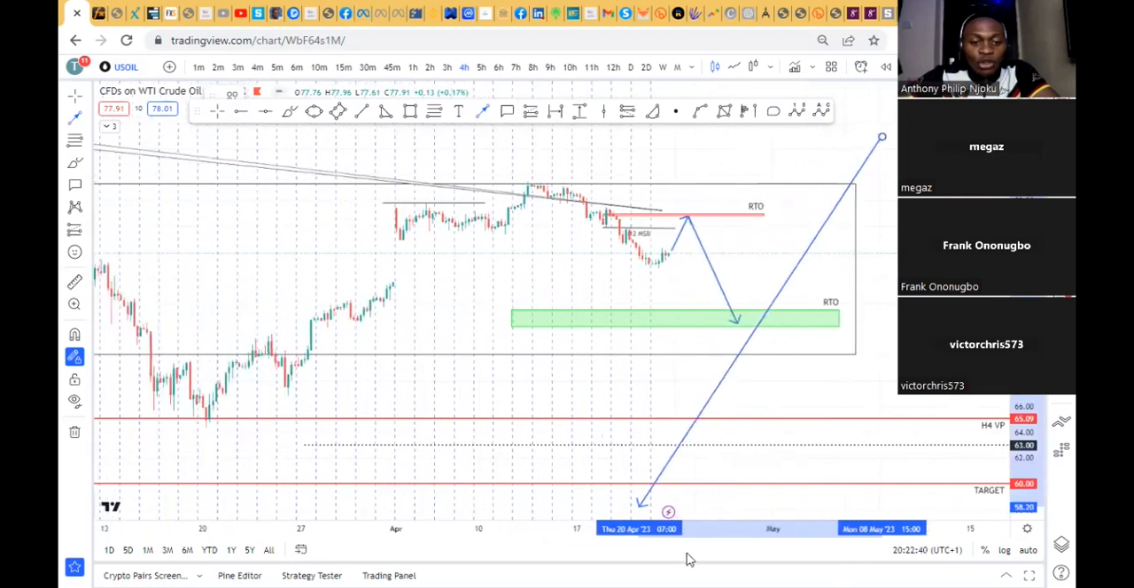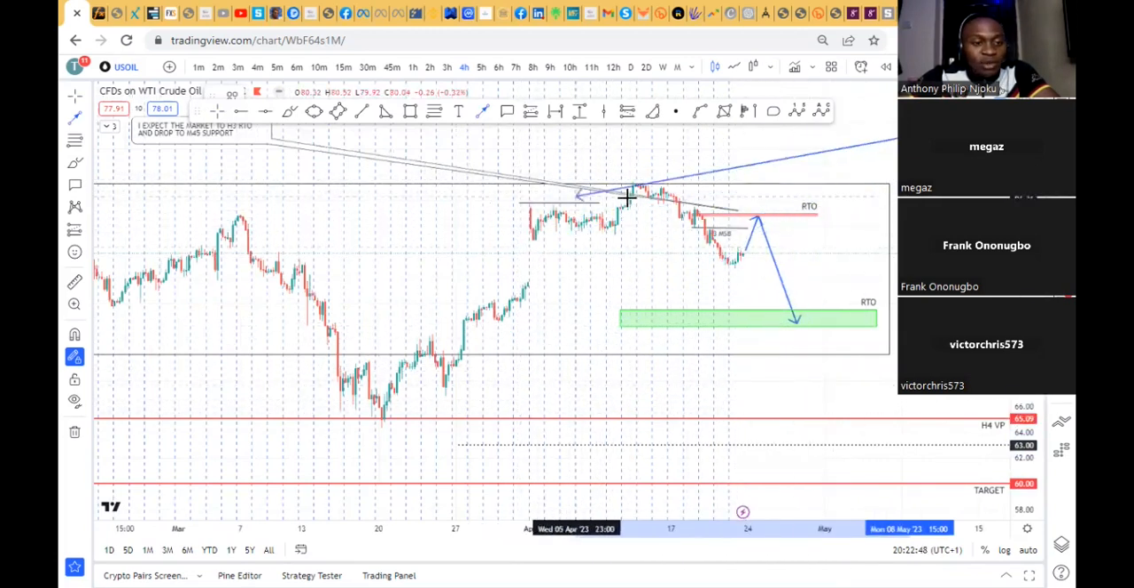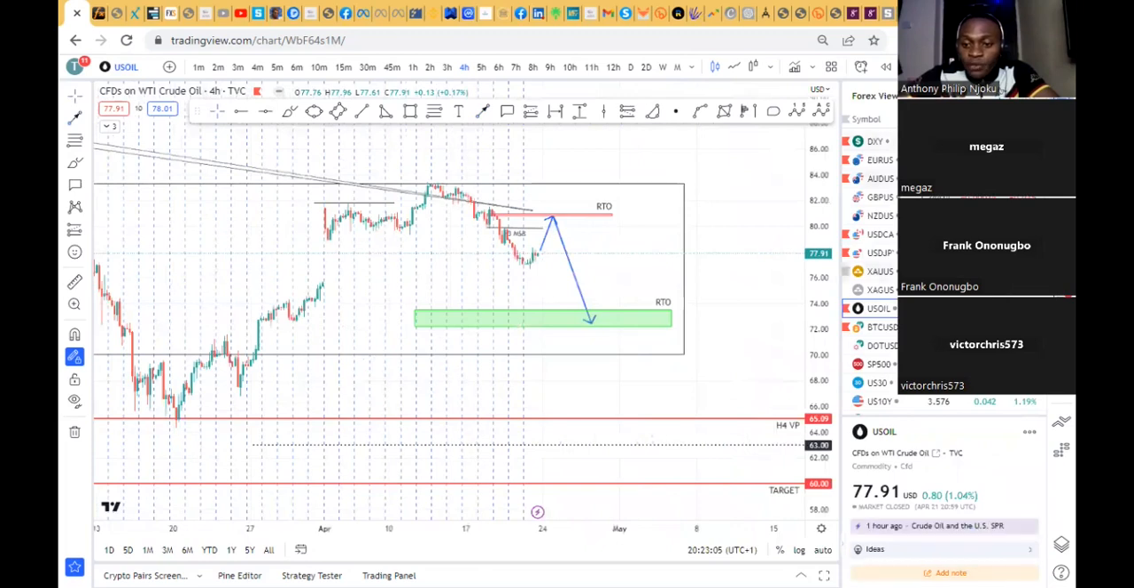This is a return to origin on 15 minutes time frame, which is support as well. And you can see we're back into this zone where the market has been ranging. So we're expecting the market to drop down, even down to $70 per barrel. You understand? So this is oil, but we're taking the sales from return to origin at this high point. 3 hours return to origin.